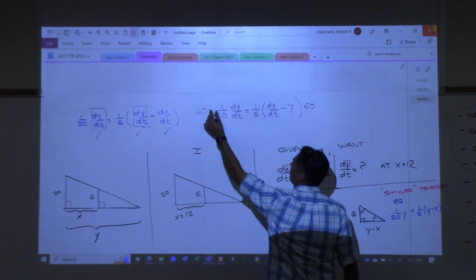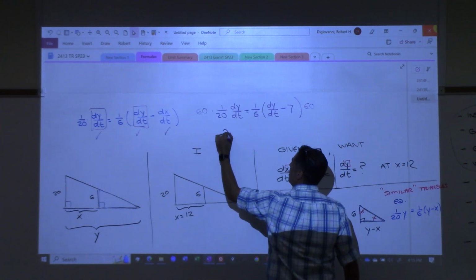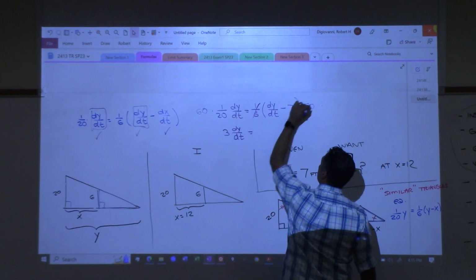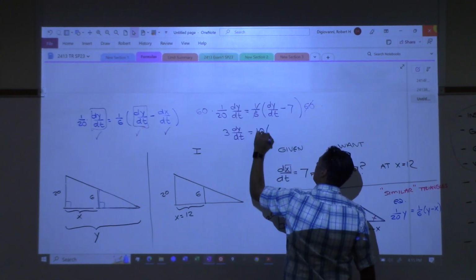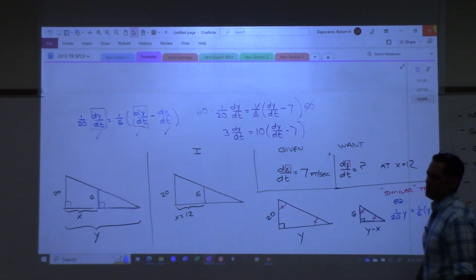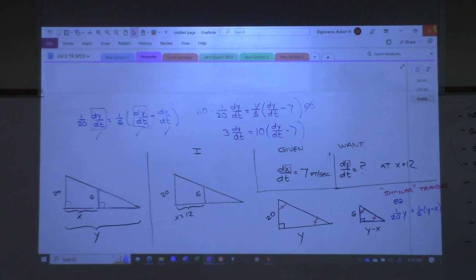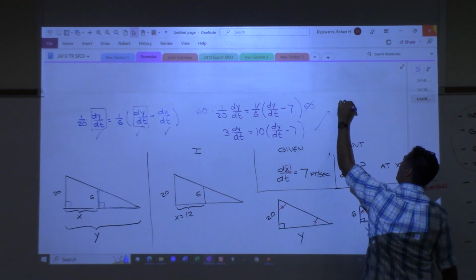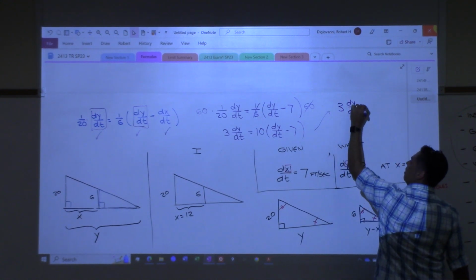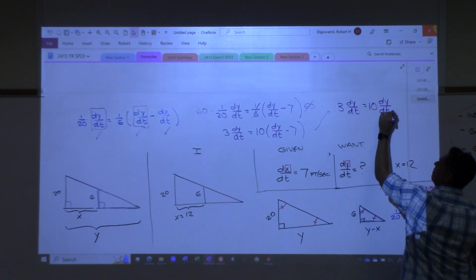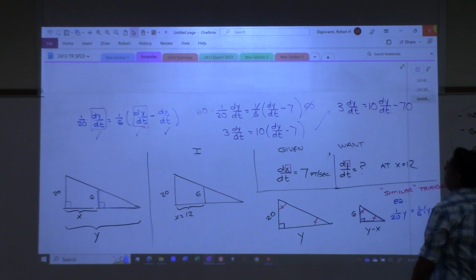What happens on the left? You just get 3 dy dt, sorry, equals, and then this and this becomes what? 10? And then dy dt minus 7. All I'm doing is just trying to get rid of fractions to make my life a little bit easier. Let's distribute the 10 through. 3 dy dt equals 10 dy dt minus 70, distributing 10 through.